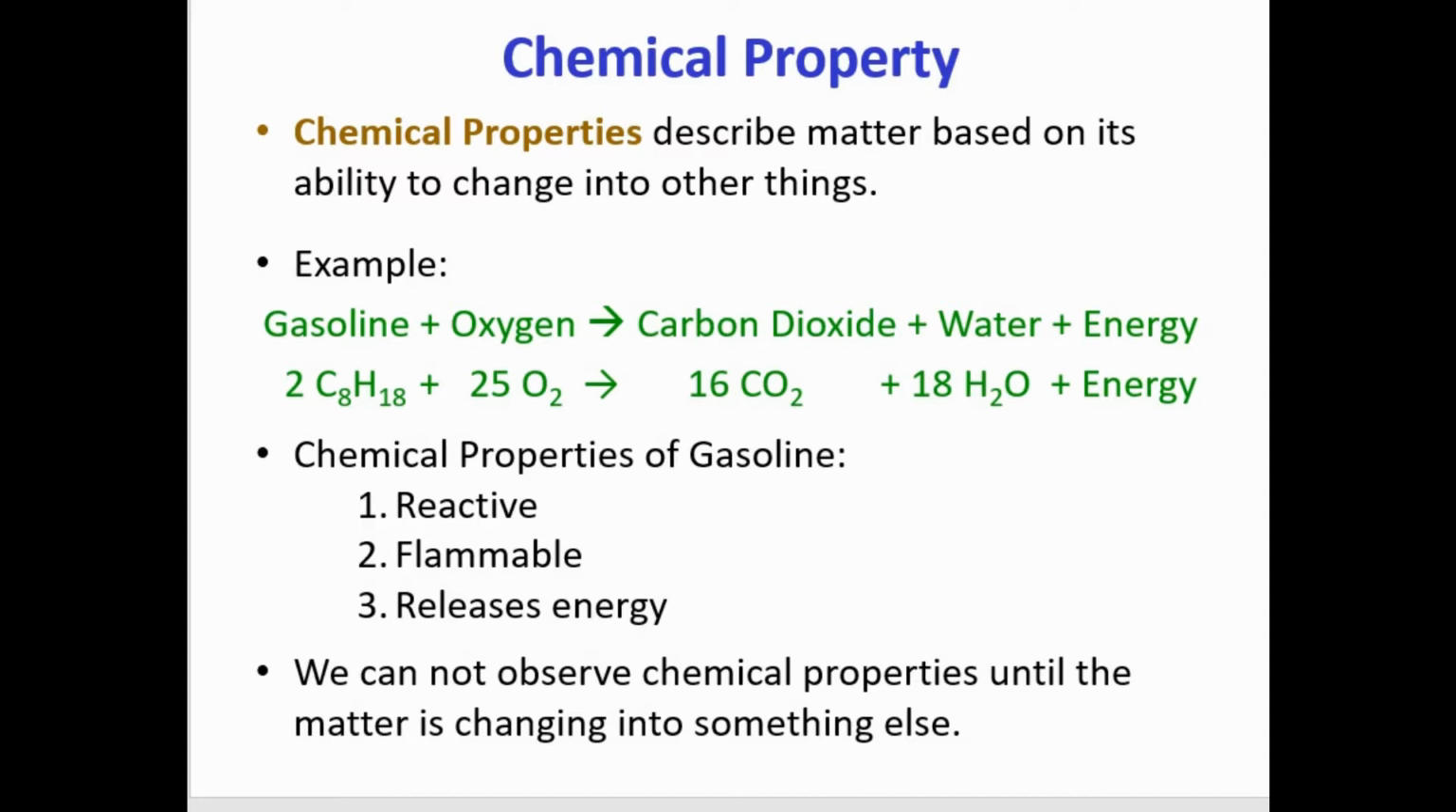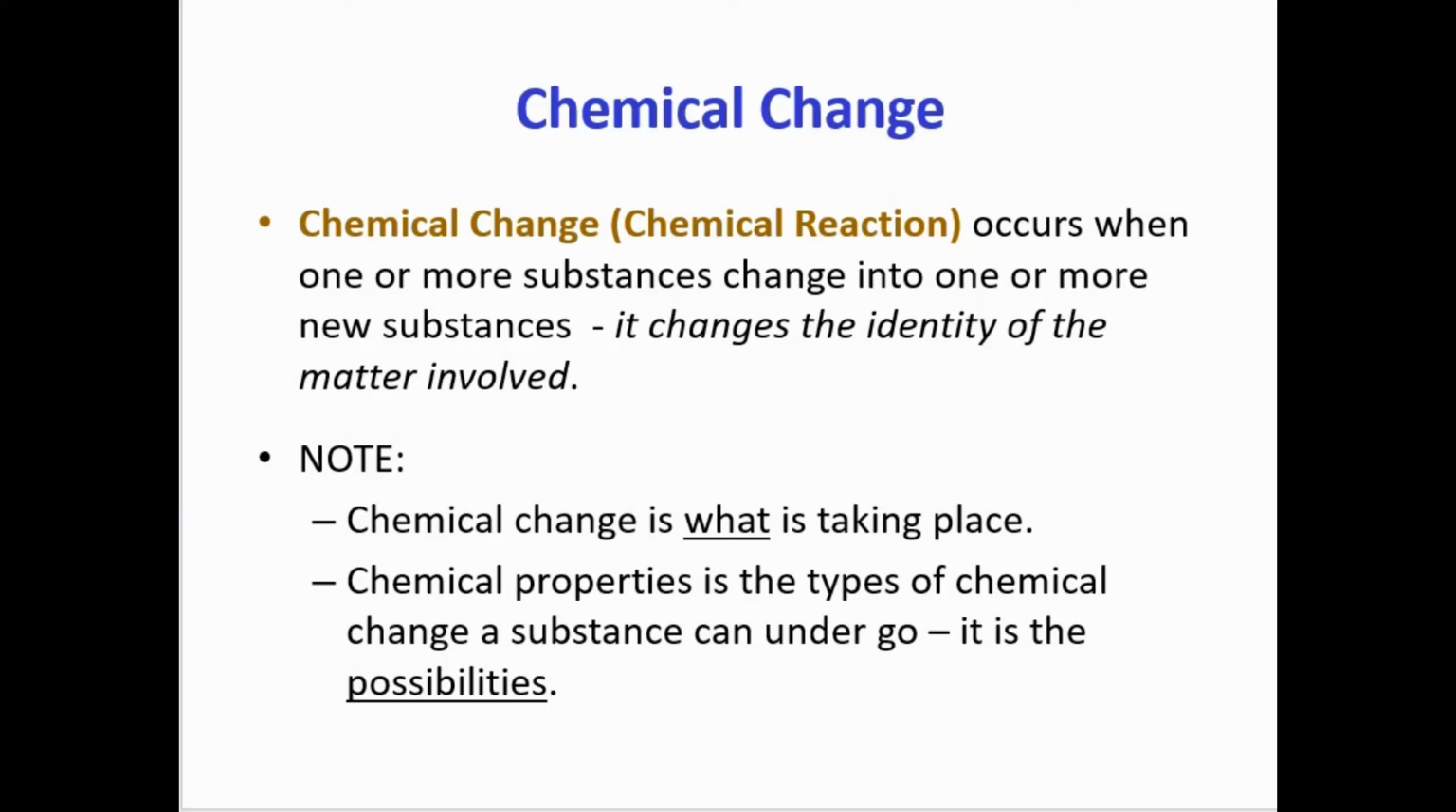We cannot directly observe chemical properties. We can only observe them when they're taking place. We can look at gasoline in a can all day long and never be able to see its reactivity, its flammability, its release of energy until it takes part in a chemical reaction. Chemical properties can only be observed during a chemical change or a chemical reaction.